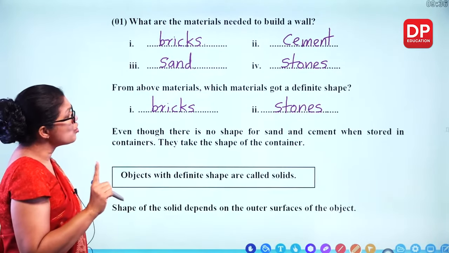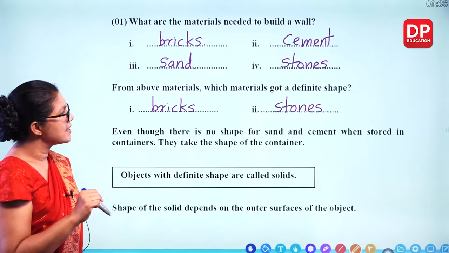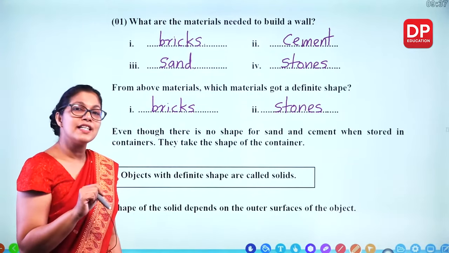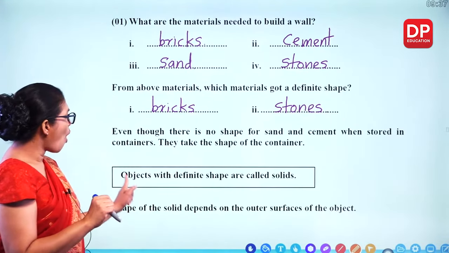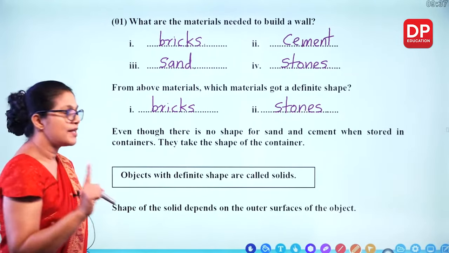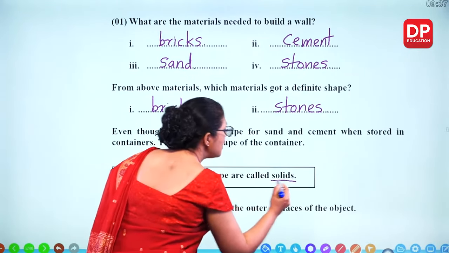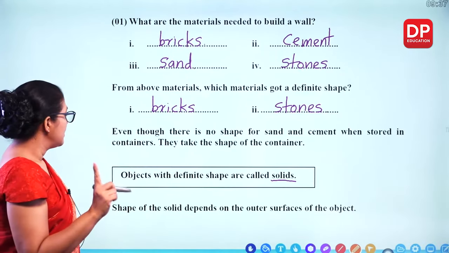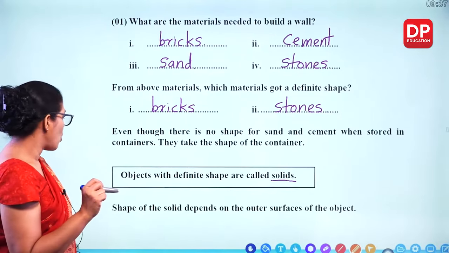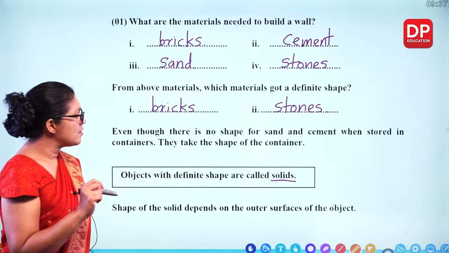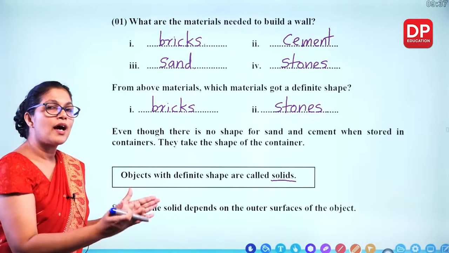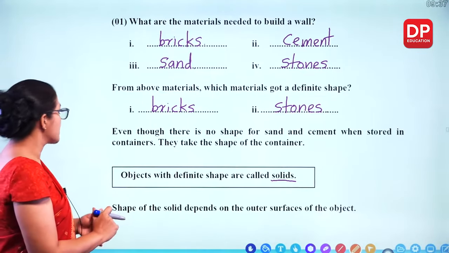Even though there is no shape for sand and cement, when stored in containers, they take the shape of the container. So objects with definite shape are called solids. So we use the term here, solids. Objects with definite shape are called solids. The shape of the solid depends on the outer surfaces of the object. So we need to think about what the outer surfaces are.